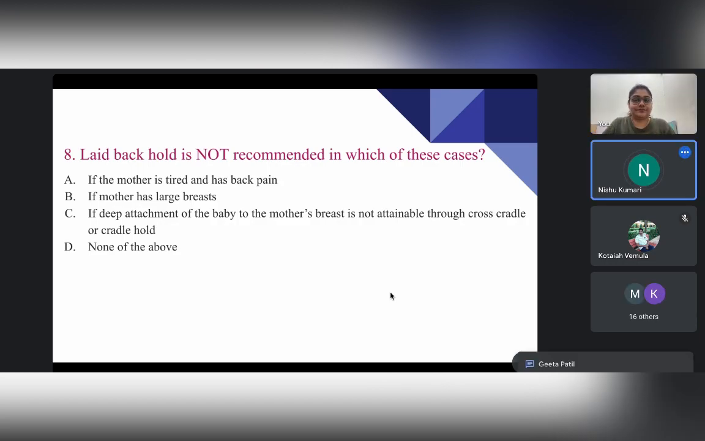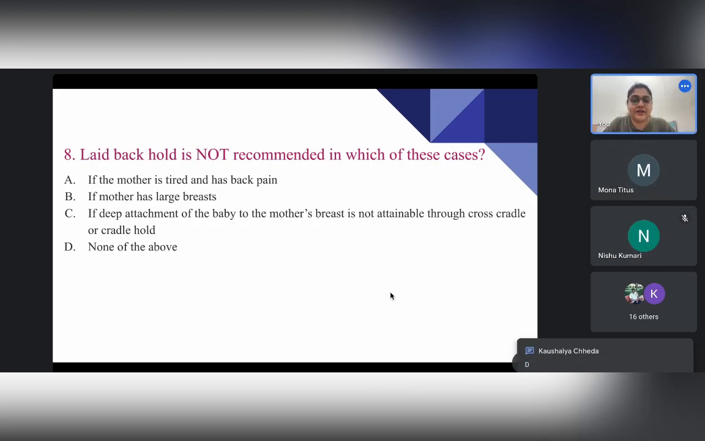Ma'am, C. Okay. What about others? What do you think? Option D, ma'am. Okay. So a lot of you have said option D and one of you has said option C, right? So let's go through it. The question asks which is not recommended. Laid back hold is not recommended in which of these cases, right?